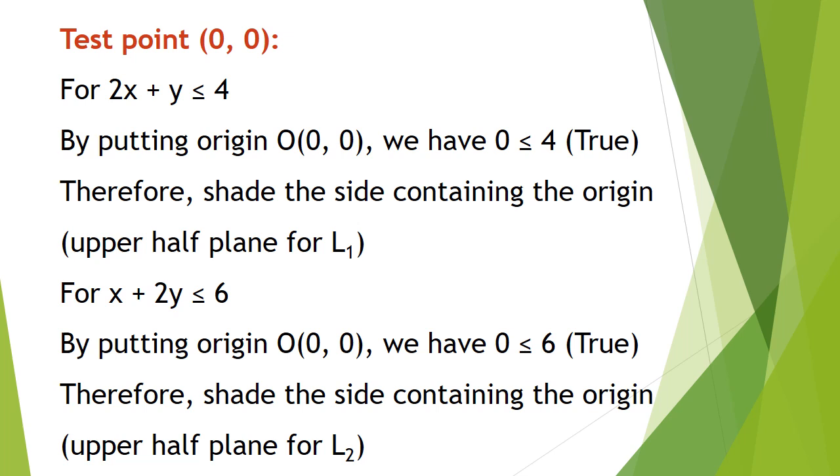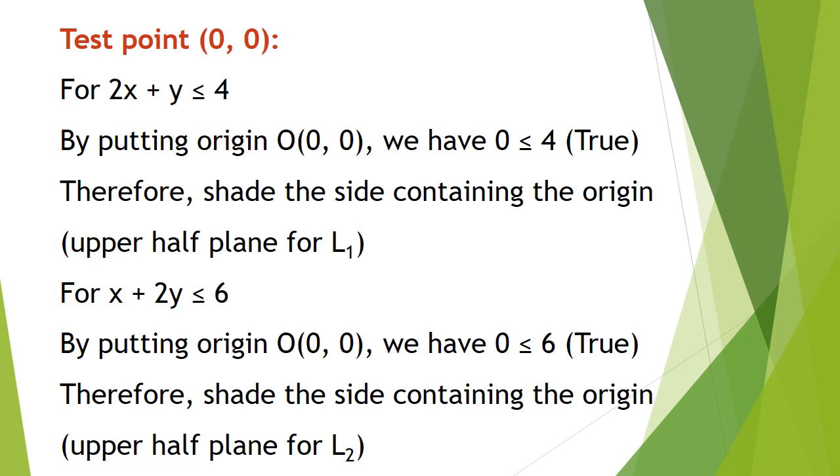Now students, for the second inequality, x plus 2y is less than or equal to 6. Again put 0 for x and y, which are the values of the origin. So for this, we again have the statement of this inequality, 0 is less than or equal to 6, which is true.